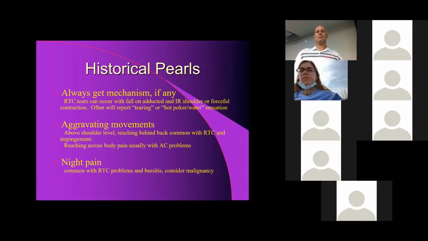But most people with shoulder problems, above shoulder level hurts, reaching behind their back hurts. If they have an AC joint issue, reaching across the body tends to be more painful than reaching out away from the body. Those kinds of things can tip you off as well. Nighttime pain is not an uncommon complaint with people that have rotator cuff tendinopathy or bursitis. They lay on the shoulder, or at nighttime when they try to relax, it just aches or hurts them more.